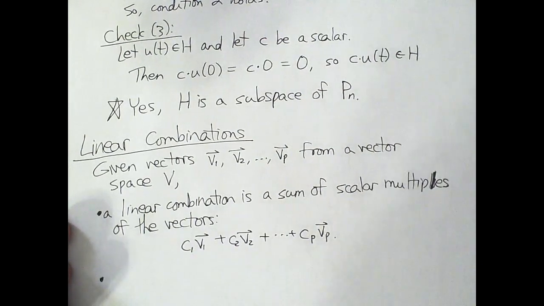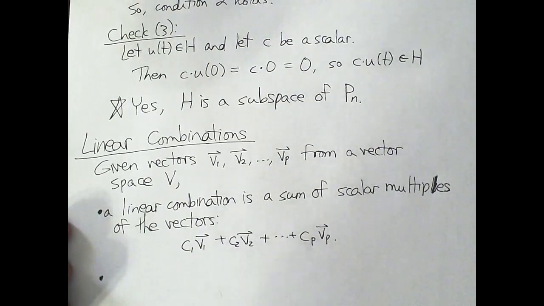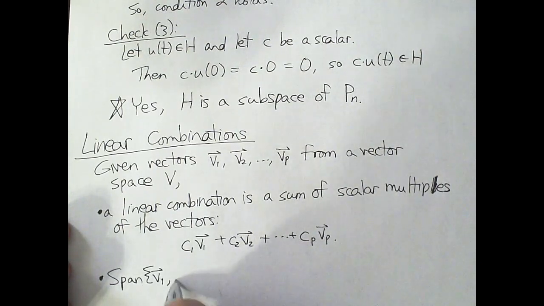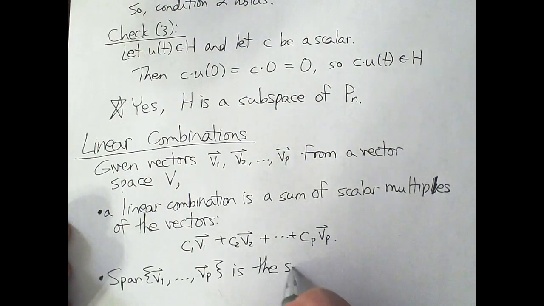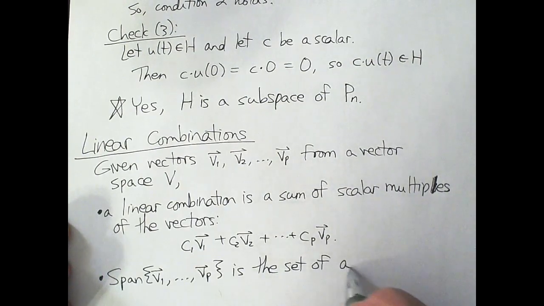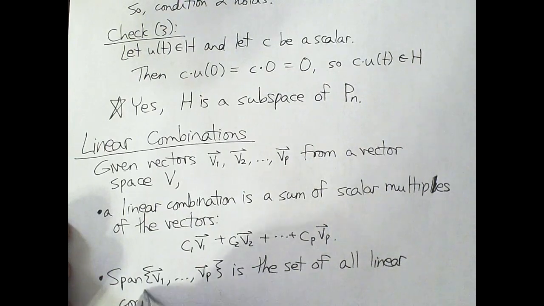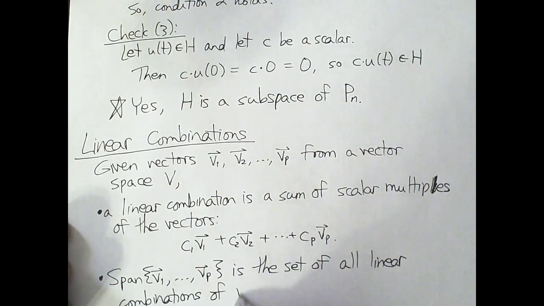When we talked about linear combinations earlier in the semester, we also introduced the word span, and we can talk about span in this sense also. So the span of a bunch of vectors is the set of all linear combinations of v1 through vp.